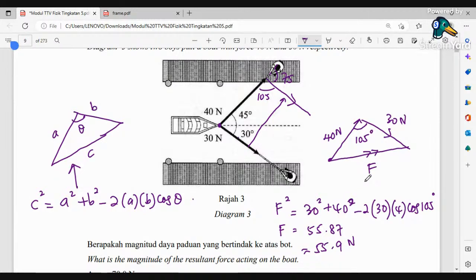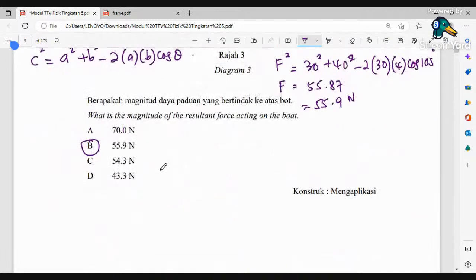Another method you can use is the drawing method, but you must have a protractor and ruler. Or you can use the method of resolution: find the horizontal component, the vertical component, then calculate the resultant force. That means two steps. I think this one is the easiest, but you must know the formula because it is not given in the list. Because this is mathematics, you can use any method. So the answer is B, boy.